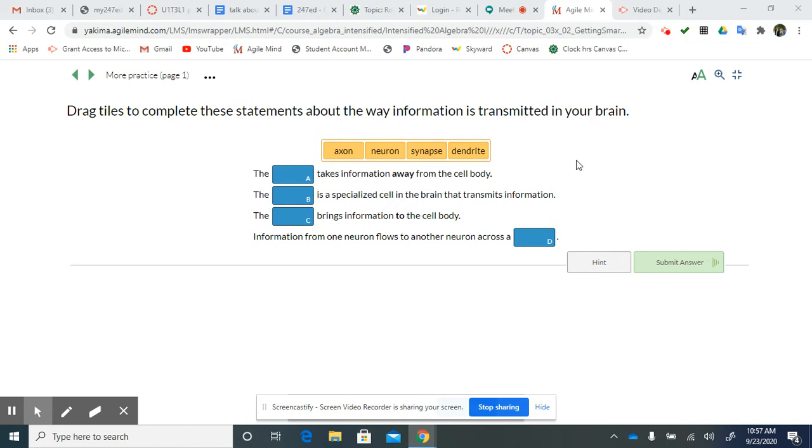Okay, and more practice. Drag tiles to complete these statements about the way information is transmitted in your brain. The something takes information away from the cell body. Who remembers which part of that neuron takes information away from the cell body? Yep, axon takes information away. And something is a specialized cell in the brain that transmits information. So this is actually the cells themselves.